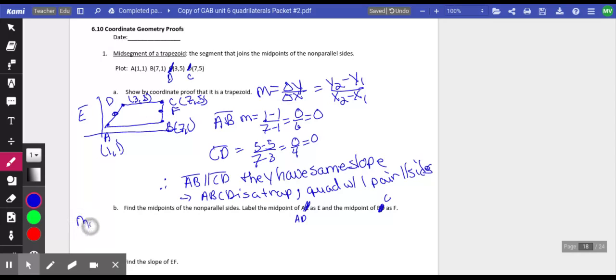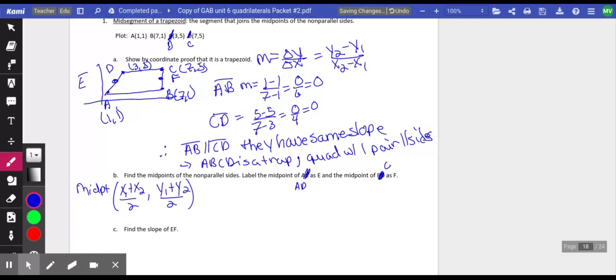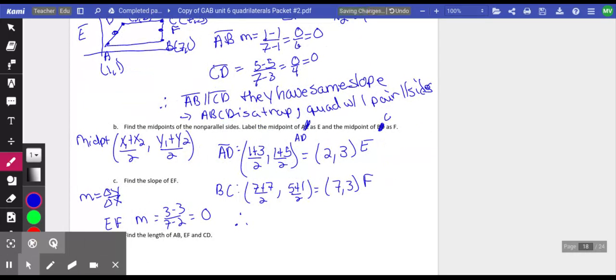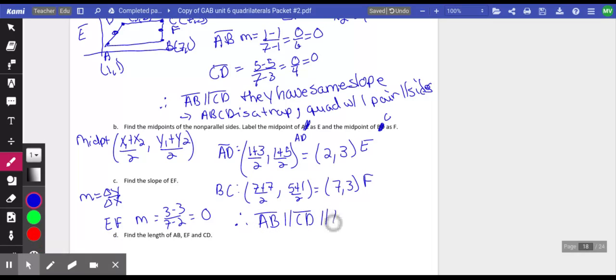So our midpoint formula is x1 plus x2 over 2, comma y1 plus y2 over 2. So pause and find the midpoint, and then find the slope of EF. Okay, so I found the point E to be 2, 3, and the point F to be 7, 3. I then did the slope of EF, which gave me 0. Therefore, I know that AB is parallel to CD, which is also parallel to EF. They have the same slope.